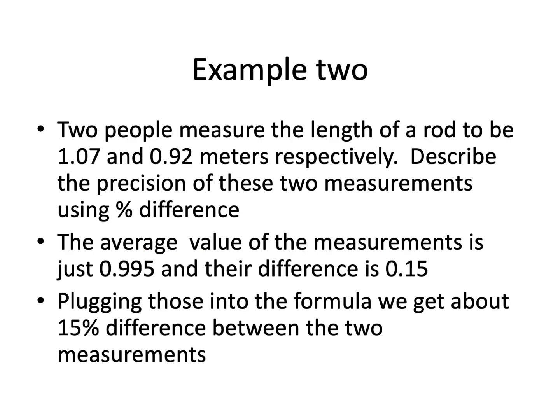So let's say two people measure the length of a rod to be 1.07 and 0.292 meters respectively. How precise are those measurements? Well, if we subtract them to get the difference, we find the difference is about 0.15. And if we average them together, we get the average is 0.995. And so if we divide the difference by the average, we get about 15%. And so that's not a very precise measurement. I mean, 15% is not crazy bad, but generally we prefer things to be a little bit better than that. But of course, that's going to depend on what instruments you're using and also the skill of the people using those instruments.